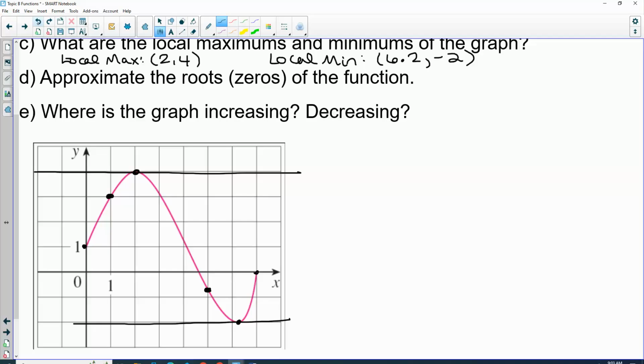D, approximate the roots, also known as the zeros of the function. What does that mean? Yes. Roots, zeros, x-intercepts, solutions are all the same thing. Where does this hit the x-axis? So I can see it hits here and here. You only have to give the x value of that. So what do you want to call it? 4.7, 4.6, something like that. And 7, 2 times we hit our axis.